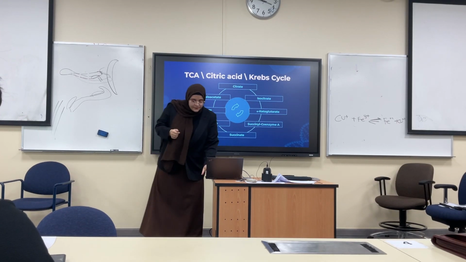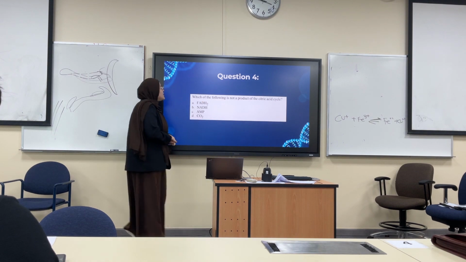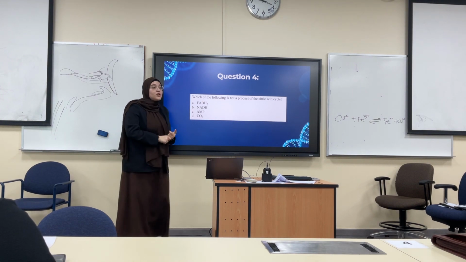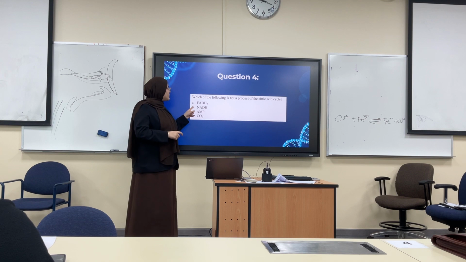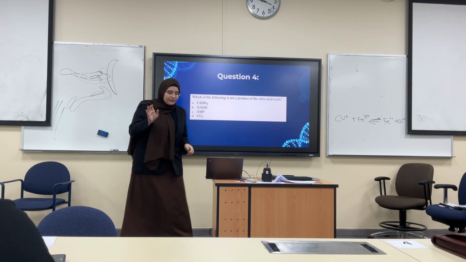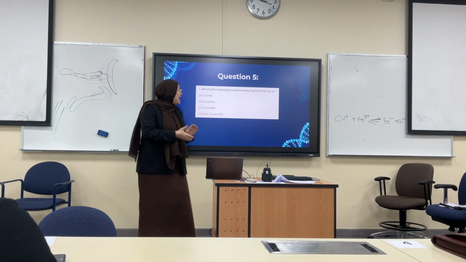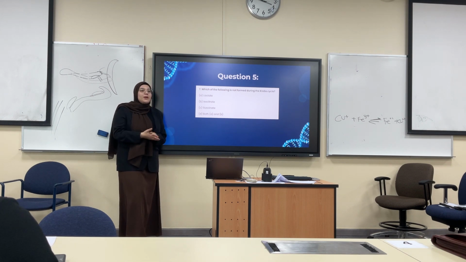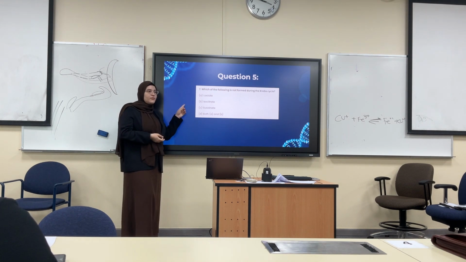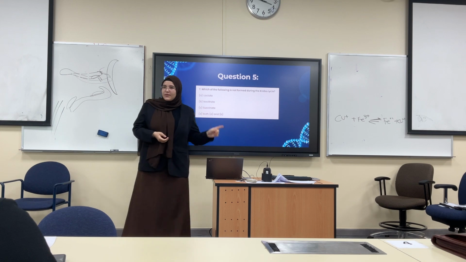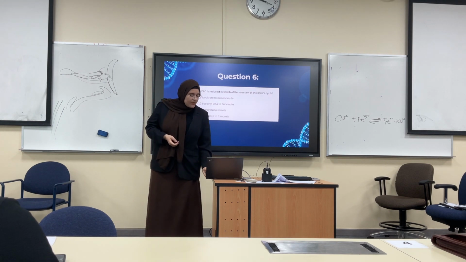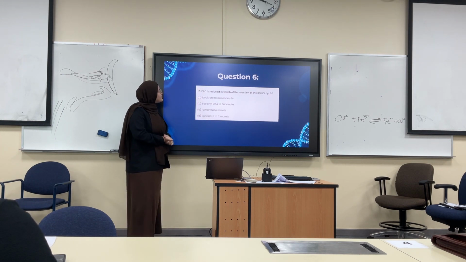okay? So, this question: which of the following is not a product of the citric acid cycle? A and B, exactly. And which of these products is not formed during the Krebs cycle? A, lactate. Do you all agree? Tamam? Okay. And I think this is the final question.